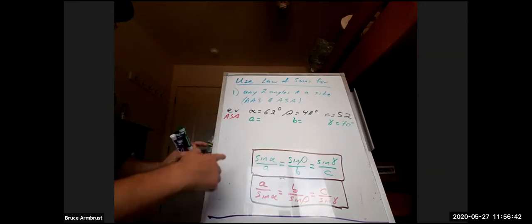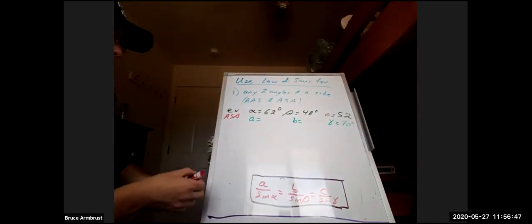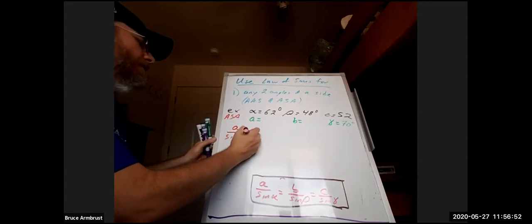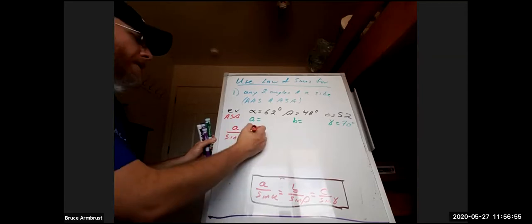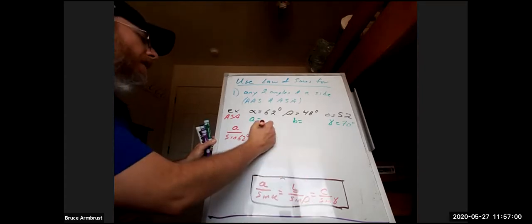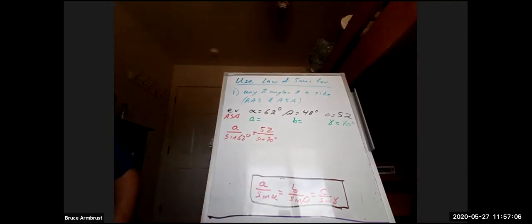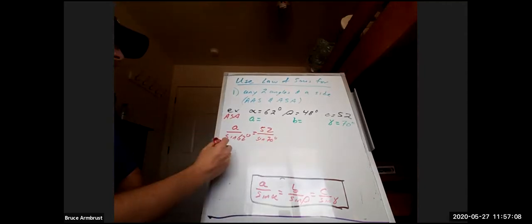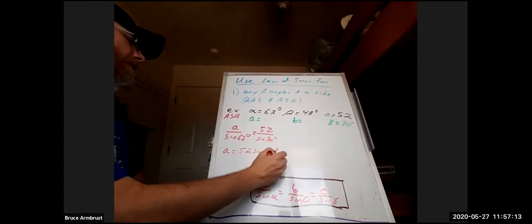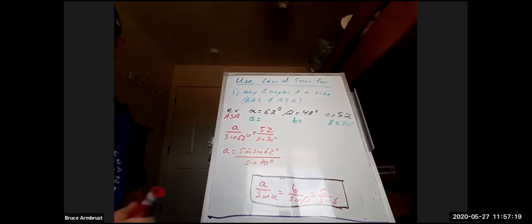All right, so the next thing I'm going to find is A. So A, I'm going to go ahead and use the A over sine alpha. I have A over sine of 62 degrees, and then I'm going to set that equal to the one that I know, which is C. I've got C is 52 and gamma is 70 degrees. So in terms of the algebra on this, it's pretty quick. It's just going to be 52 sine of 62 degrees over the sine of 70 degrees.